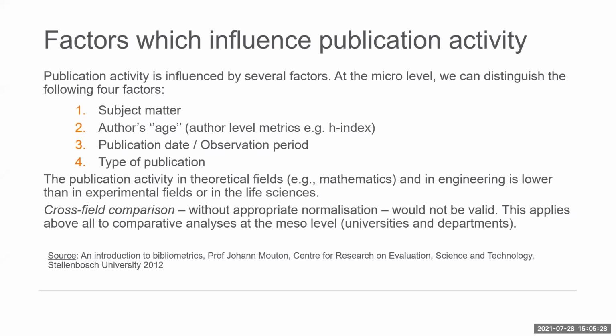The type of publication also has an influence. For instance, review articles get more citations than research articles, so there's a difference in terms of type of publication as well. When we work with research metrics, these should always be kept in the back of our minds, and we should try to use normalized metrics wherever possible.